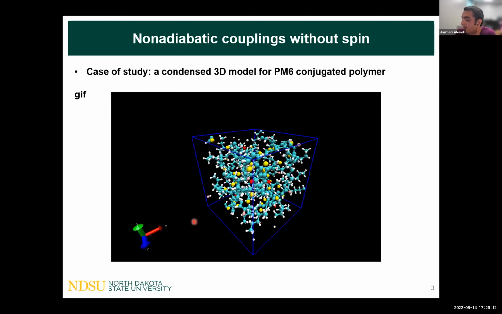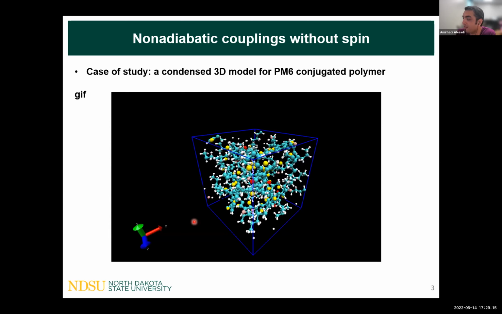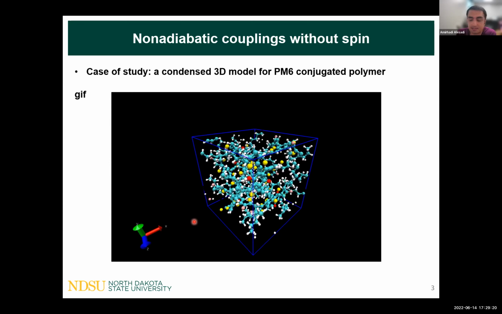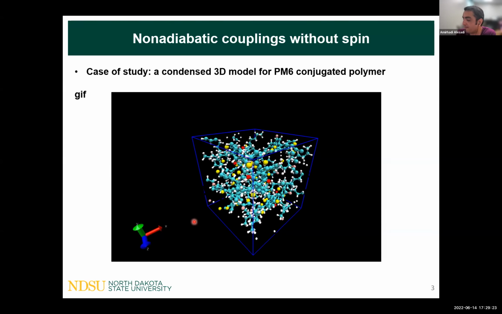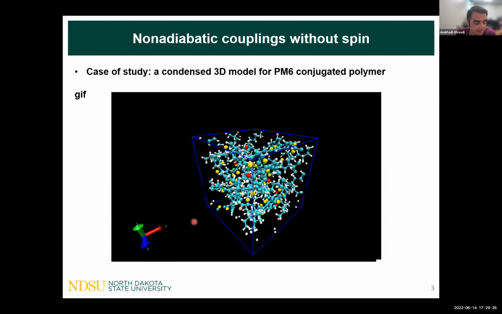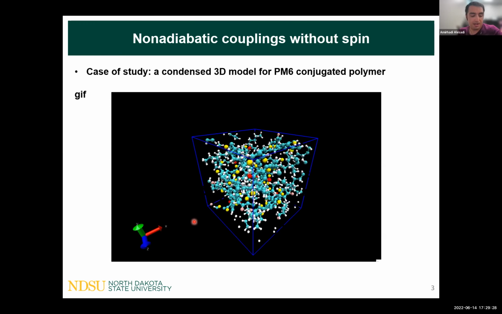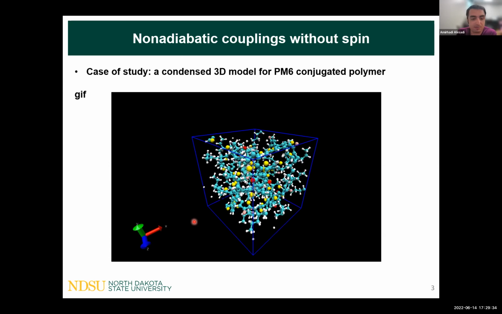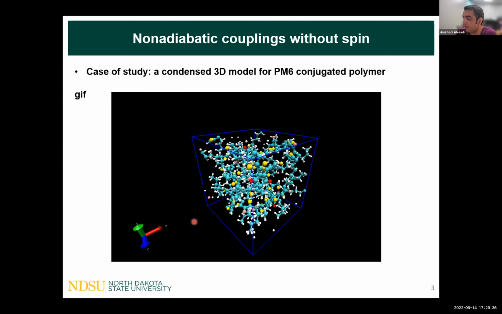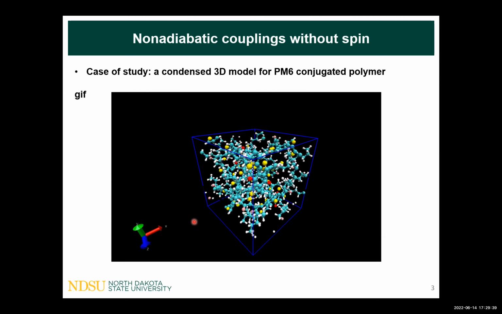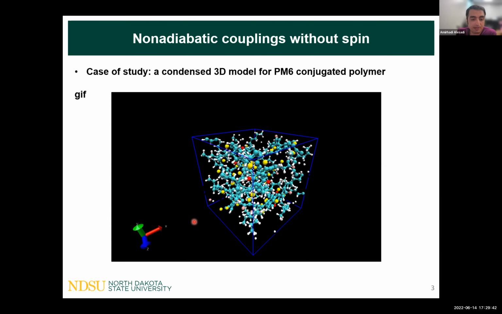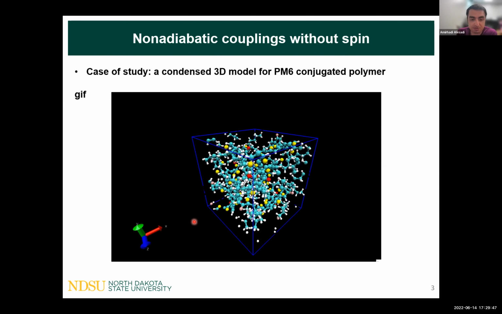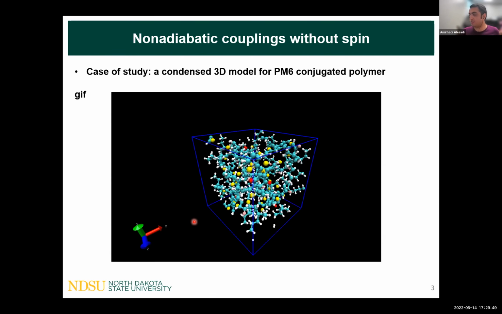Here we developed a 3D condensed periodic model to investigate the PM6 conjugated polymer. PM6 is a kind of high performance semiconducting polymer, usually used in organic solar cells. In this part of the project, we perform non-adiabatic couplings to explore the charge transfer between the polymer chains. So we have multiple systems. This is just a pure polymer.